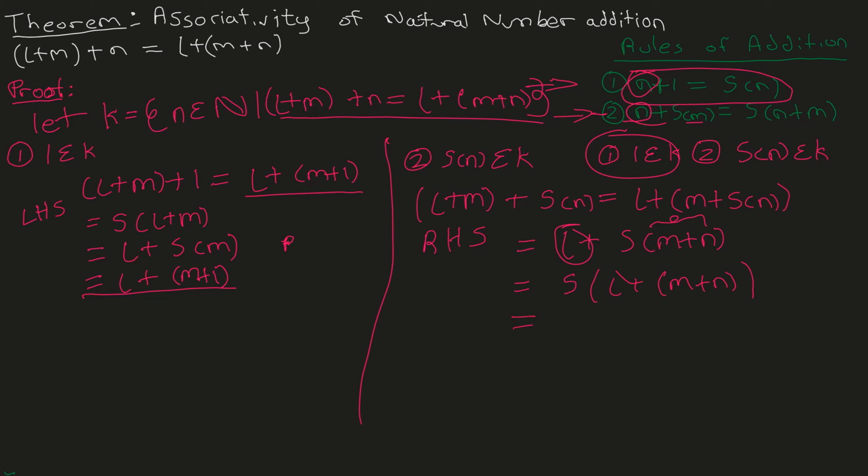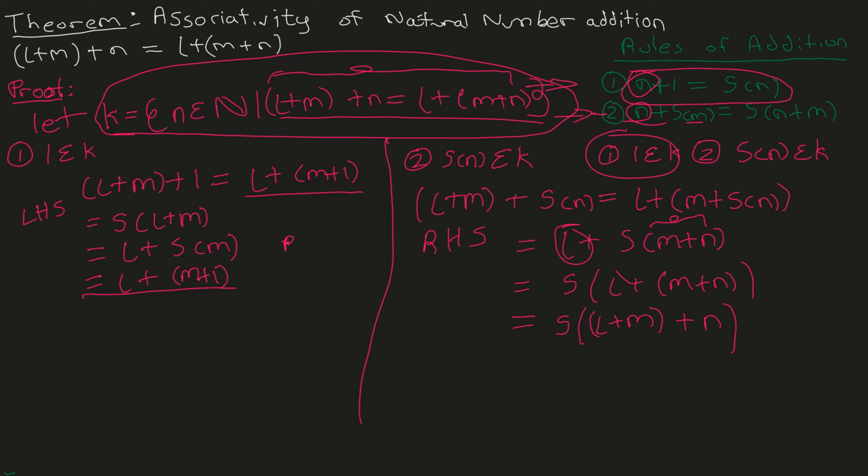Now we can also write this as the successor of (L + M) + N. Well, we haven't proved associativity yet, so how can we write this? Because we have created a subset which assumes this property, where all the elements in K have this property, this term looks just like the property we defined for the subset. So we can replace this with this term right here, which is what we did.